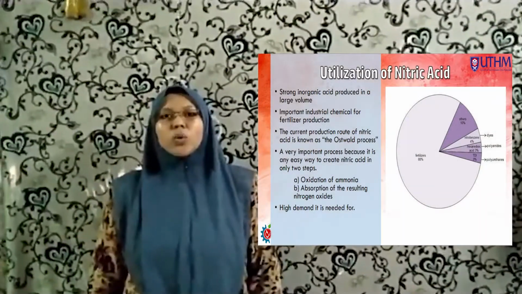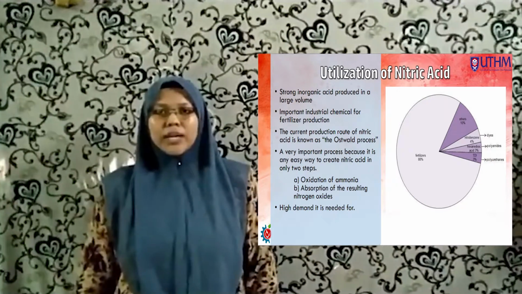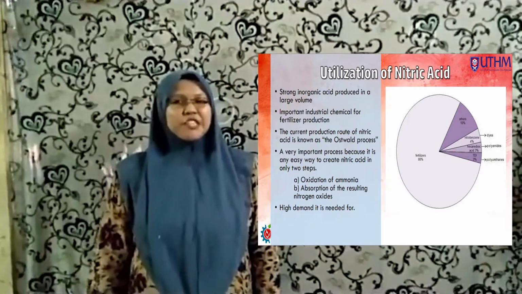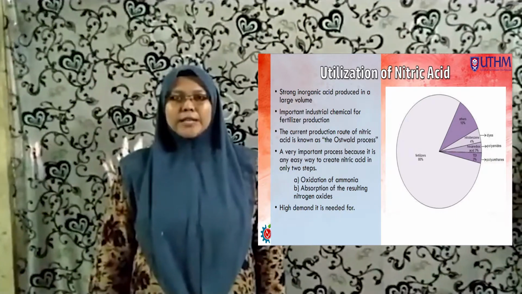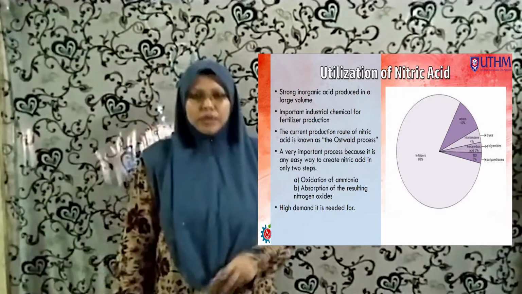Assalamualaikum warahmatullahi wabarakatuh. My name is Rabiatul Adawi binti Hafizan. I'm from Group 5 and I would like to present about production of nitric acid through oxidation by using platinum, rhodium, palladium as catalyst. Nitric acid, which is HNO3, is a strong inorganic acid and colorless liquid that is produced in a large volume. Nitric acid is manufactured from ammonia and is an important industrial chemical for fertilizer production.